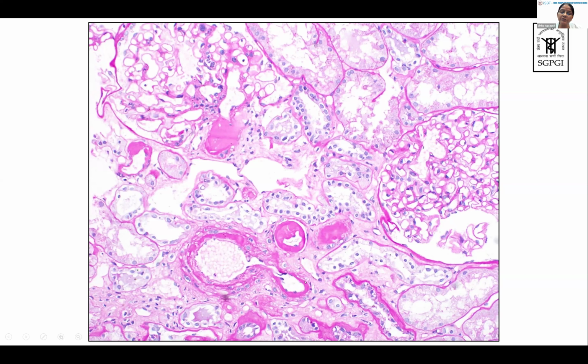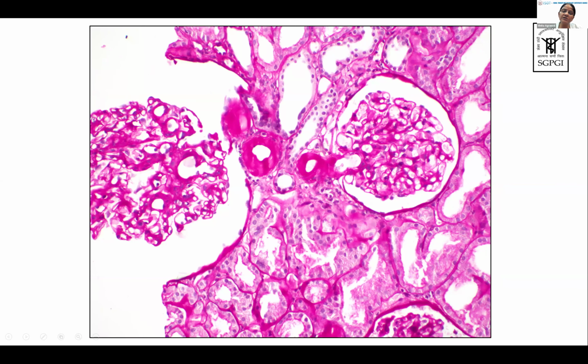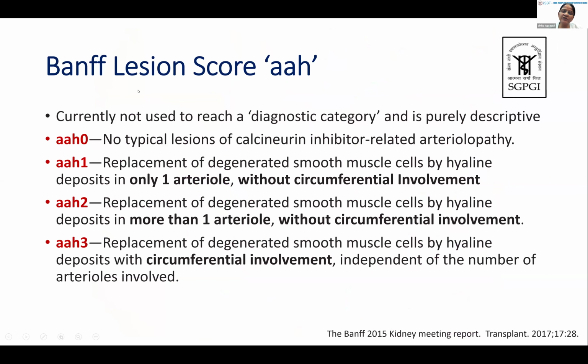Here also you see this hyalinosis, and this is a periodic acid Schiff stain to highlight these hyaline deposits. How do you know that this is a periodic acid Schiff stain? You can look at the basement membrane of the tubules, which are highlighted very nicely by the periodic acid Schiff stain, and also the Bowman's capsule. These hyaline deposits can be circumferential, obliterating almost the whole lumen of the afferent arterioles. In the Banff classification, these lesions cause arteriolar hyalinosis.